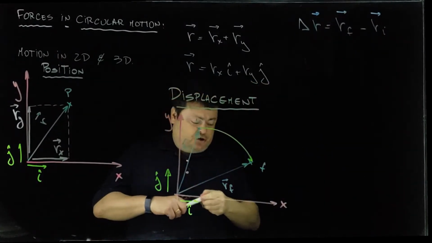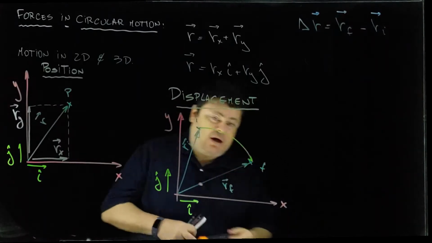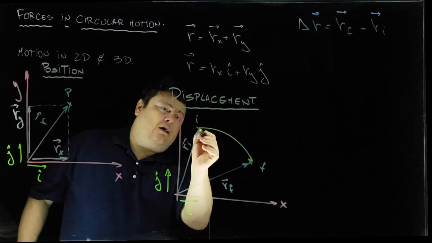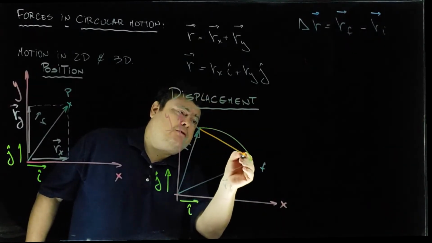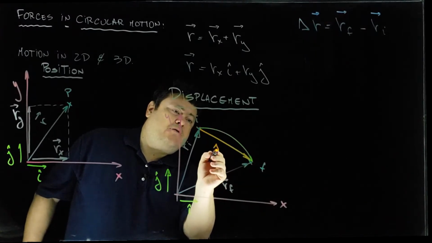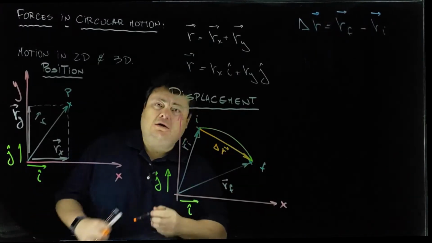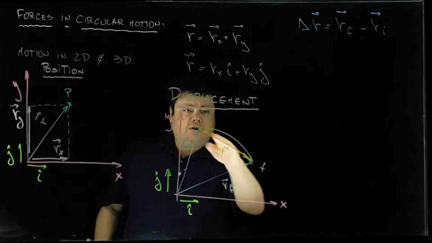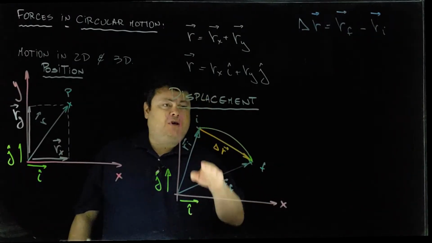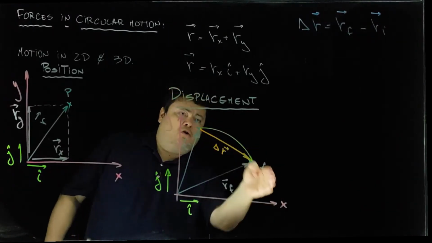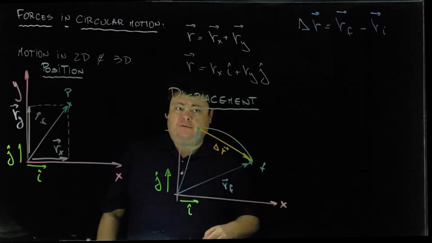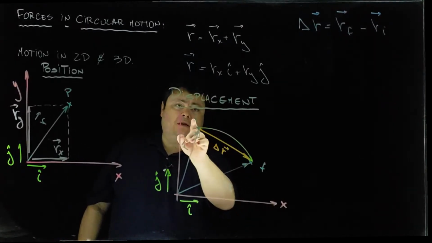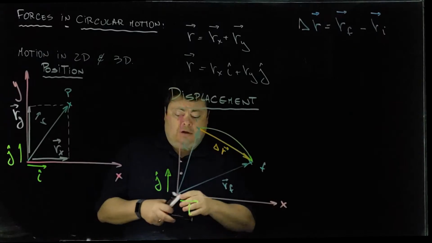In terms of a geometrical representation, I could say that delta R is this here. Here is my vector delta R. And the vector delta R is going to be a secant line to the overall path of the object. It intercepts the path at the initial and final points.